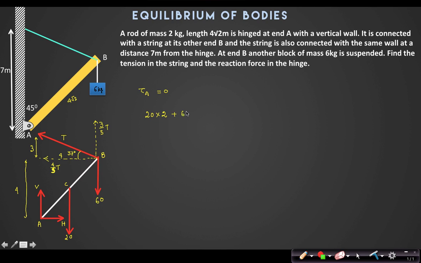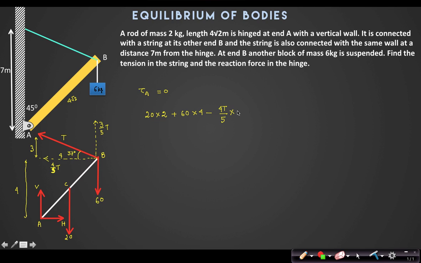What is the torque of 60 Newton? 16 into 4. Okay, all these torques are going into the plane, right? I have taken them positive. And what is the torque of this 4T by 5? It's coming out of the plane, that is why I have taken negative.